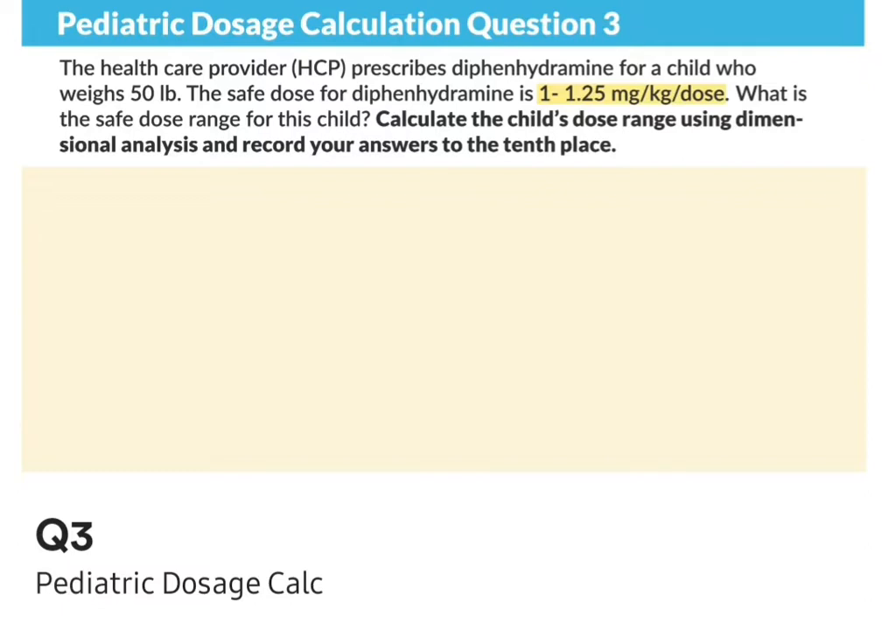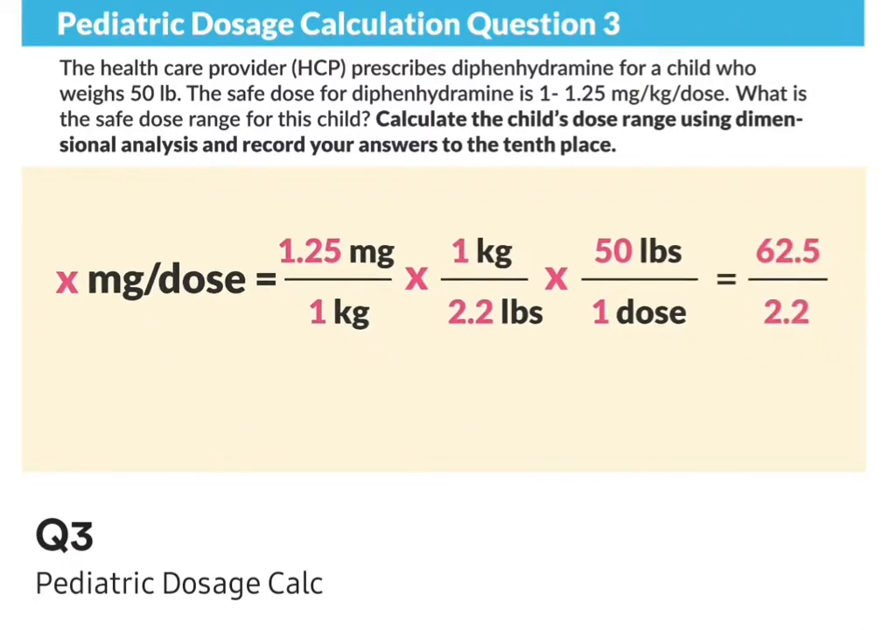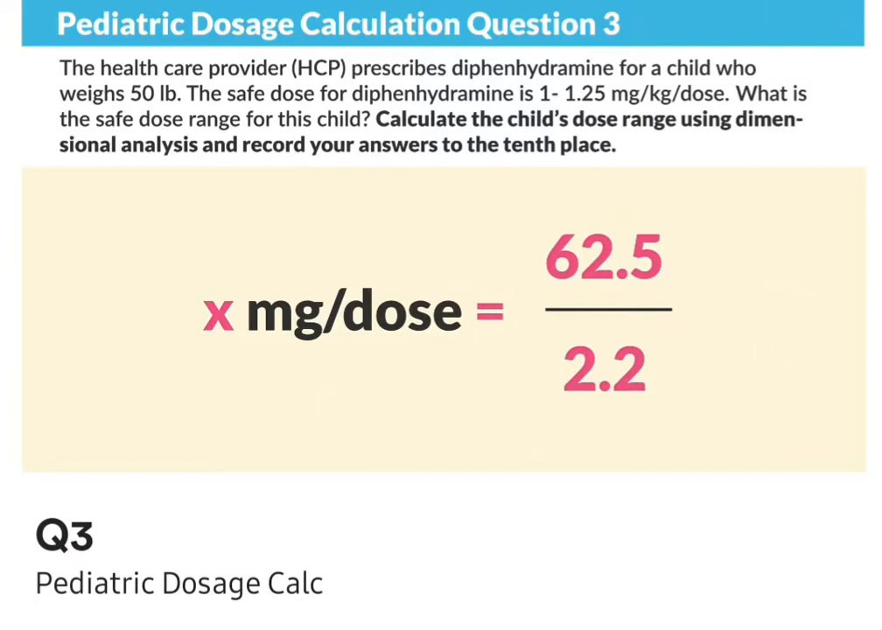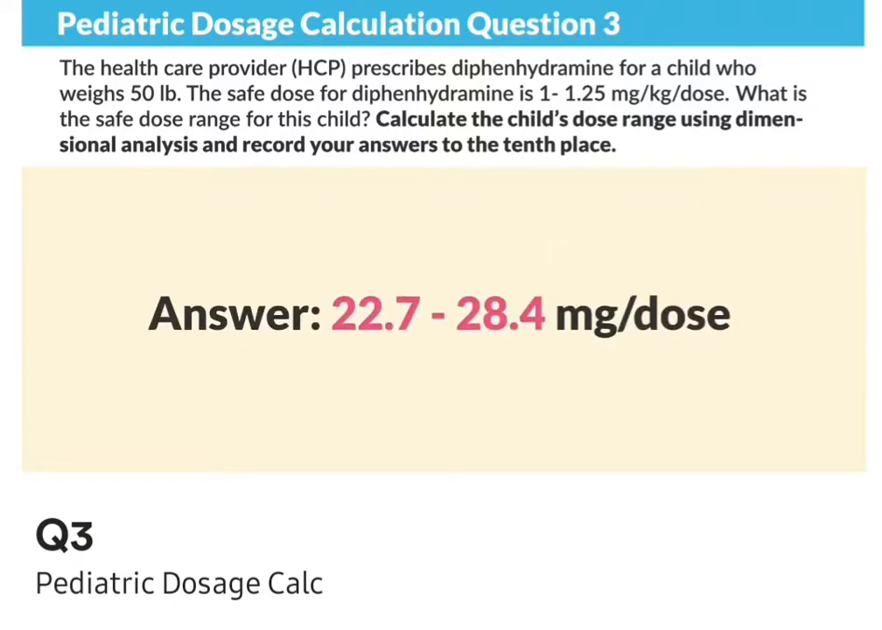So set it up the same way. X milligrams per dose, then we're putting 1.25 milligrams over 1 kilogram, and then 1 kilogram over 2.2 pounds, and then 50 pounds for that one dose here. So as you can see, we're just cross-canceling out everything to get milligrams per dose. So we multiply the top row and we multiply the bottom row. So we get 62.5 over 2.2. So our max range here is 28.4. So the answer here is 22.7 to 28.4 milligrams per dose is the safe dose range here.